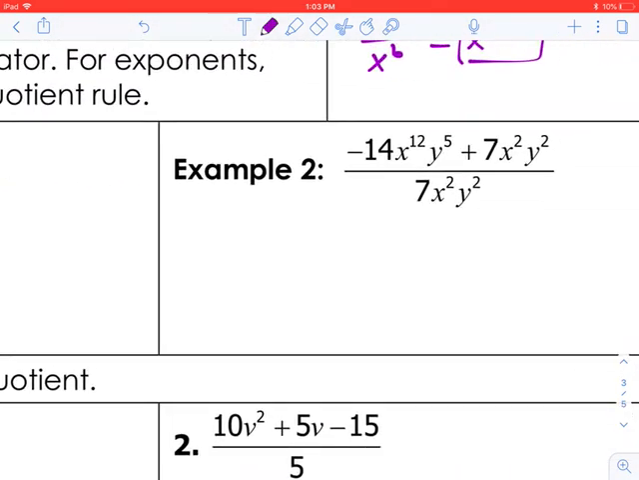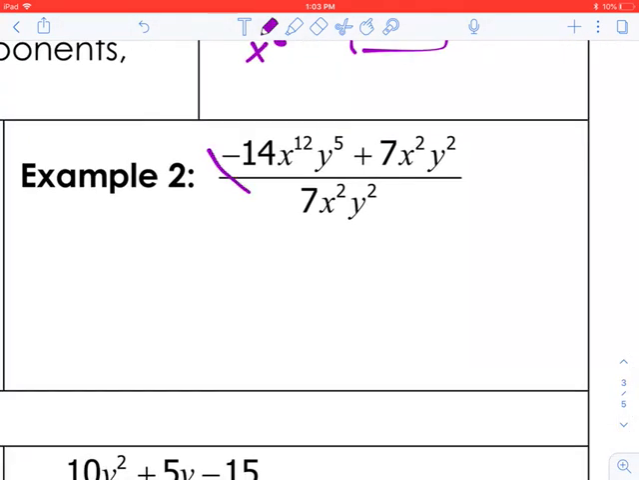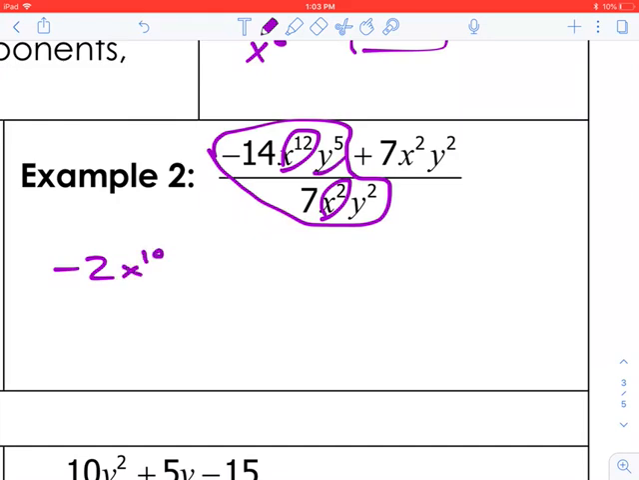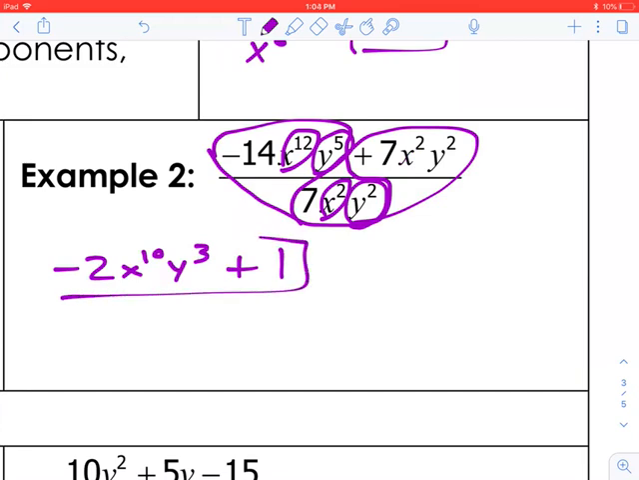The way I like to do it is saying I'm going to divide this by this first. So negative 14 divided by 7 is negative 2. 12 minus 2 is 10, so x to the 10th. And then 5 minus 2 is 3, so y to the 3rd. And I'm done with that first one. Plus this one. 7 divided by 7 is 1. 2 minus 2 is nothing left. Okay, and then 2 minus 2 is nothing left. And that's my final answer.